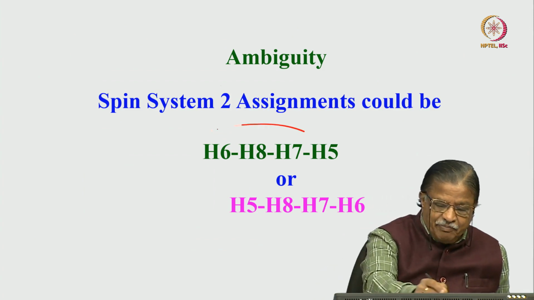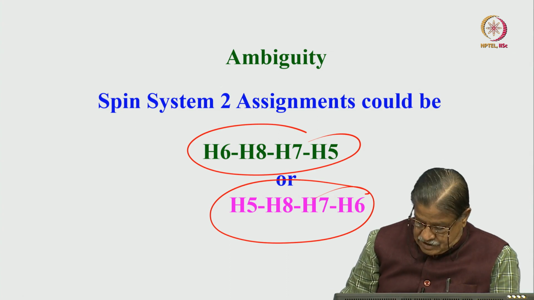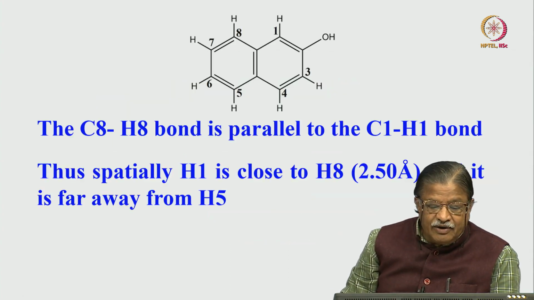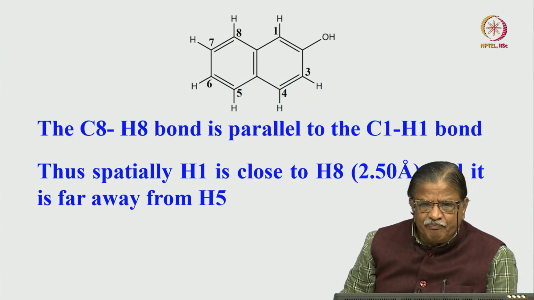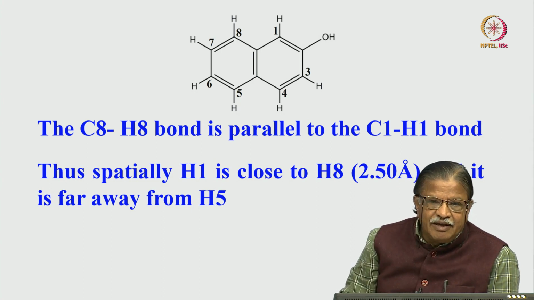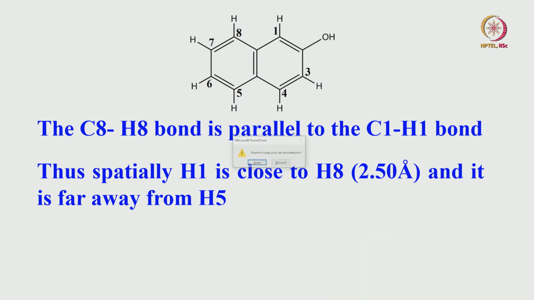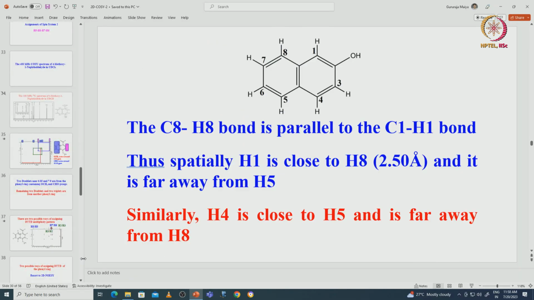Whether this is the pattern you have to assign or this is the pattern you have to assign, we do not know. For that, we resort to a separate NOE experiment, where we can assign by separately irradiating one of them. When I do the NOE, I will take the example of this and discuss it at that time. So there is no point in going for that now, because that will be separate, and we have to discuss it by doing NOE.